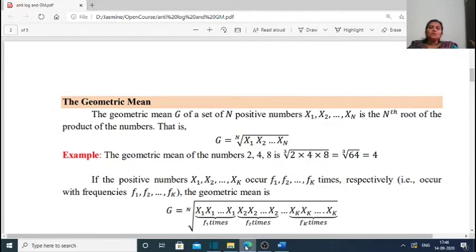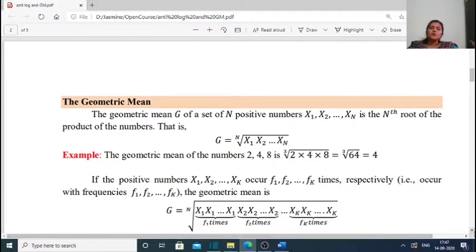Next we have the concept of geometric mean. Geometric mean of a set of n positive numbers x1, x2, etc., xn is the nth root of the product of the numbers, that is G equal to nth root of x1, x2, etc., xn. So the geometric mean of 2, 4, 8 is cube root of 2 into 4 into 8, which is equal to cube root of 64 equal to 4.